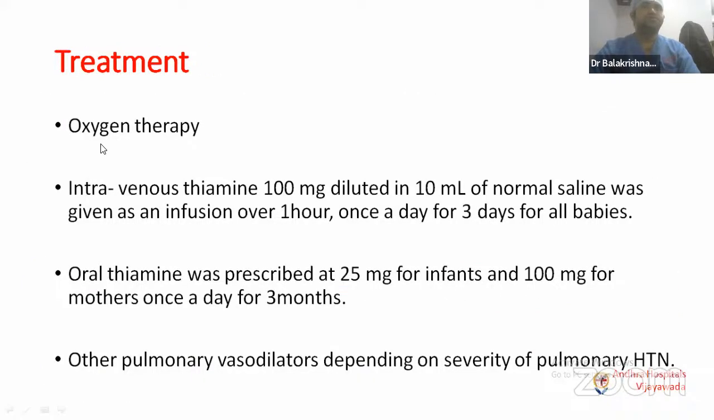So treatment: oxygen therapy, IV thiamine 100 mg diluted in 10 ml of normal saline, usually given as an infusion over 1 hour. Usually give it once a day for 3 days for all babies, and oral thiamine was prescribed at 25 mg for infants. And the most important thing is you need to prescribe for mothers also. Usually we have this habit of treating only the babies. So you have to prescribe for the mother also. You need to give 100 mg for mothers once a day for 3 months. And other pulmonary vasodilators depending upon the severity.